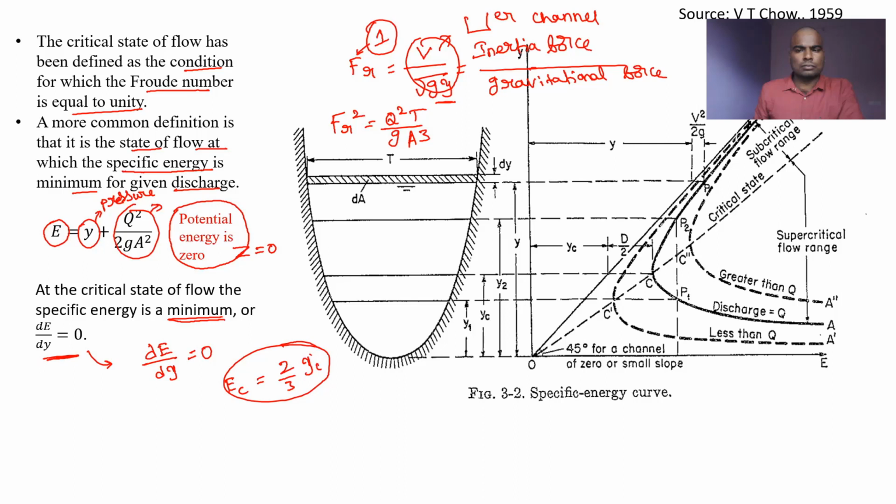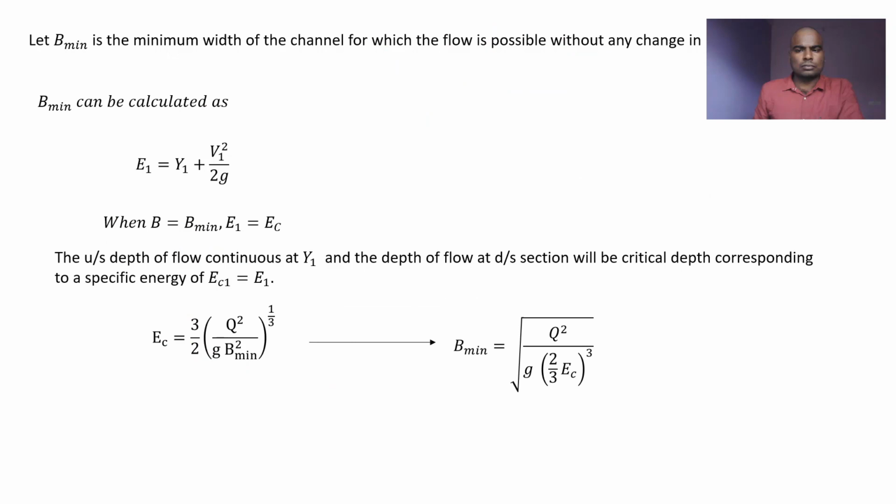So the critical flow is nothing but a state of flow at which the specific energy is minimum for the given discharge. Okay. So imagine let B minimum is the minimum width of channel for which flow is possible without any change in upstream flow condition. Because in the question they have asked, we should calculate the width of channel without changing the upstream flow condition. So we should keep this point in mind and we will calculate.